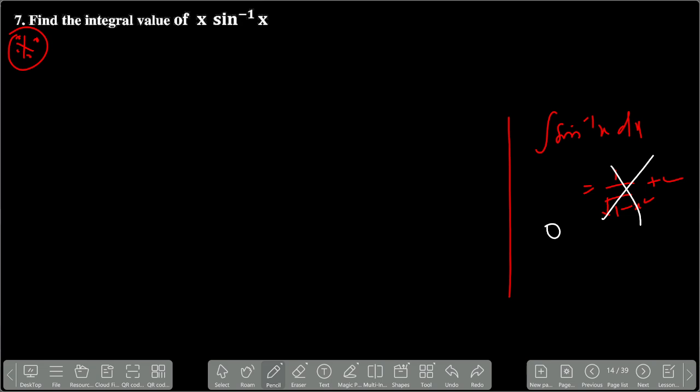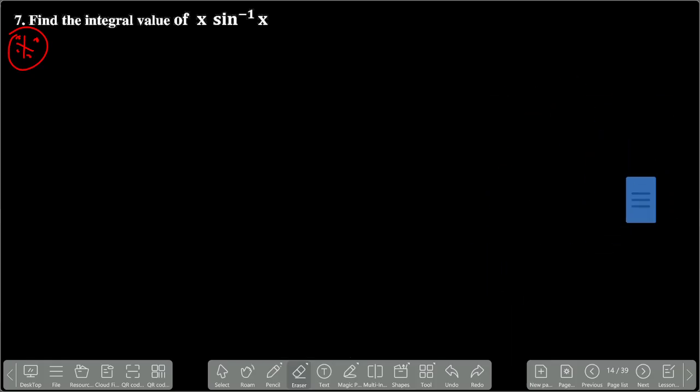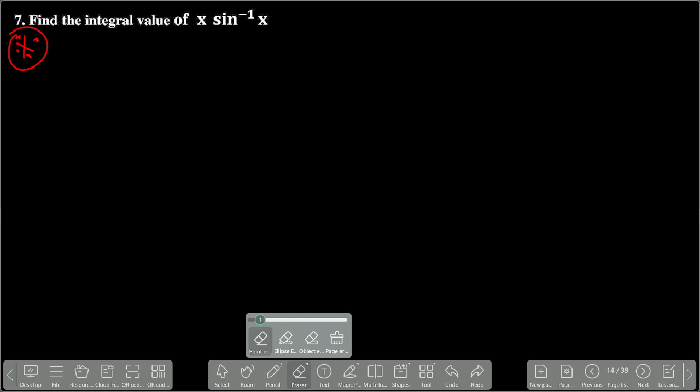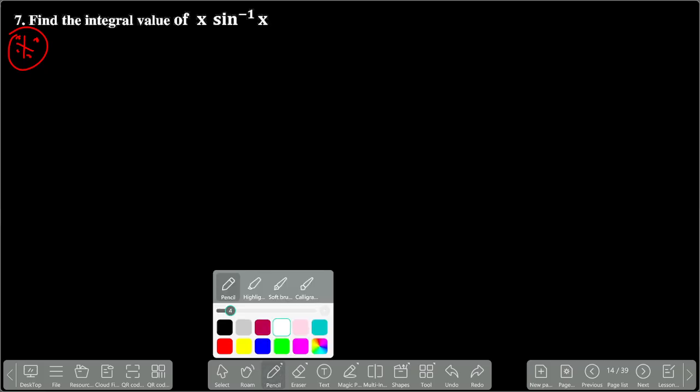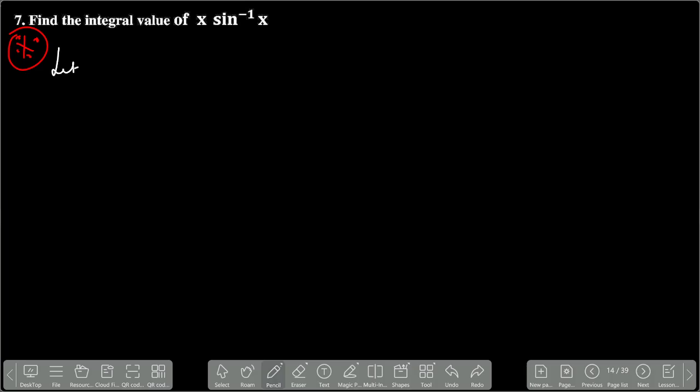Are you okay? So that's why I tell you. We saw so many papers. They are very brilliant. They have done so many sums correctly, but this kind of sum they have made mistakes. Now we are going to see the solution of this kind of sum. Let I equal to integral x into sine inverse of x dx.